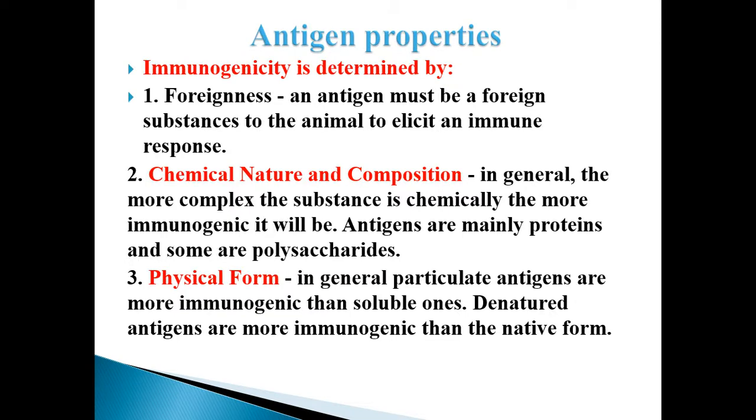Antigen properties. Immunogenicity is determined by foreignness. An antigen must be a foreign substance to the animal to elicit an immune response. Chemical nature and composition: in general, the more complex the substance is chemically, the more immunogenic it will be. Antigens are mainly proteins and some are polysaccharides. Physical forms: in general, particulate antigens are more immunogenic than soluble ones. Denatured antigens are more immunogenic than the native form.